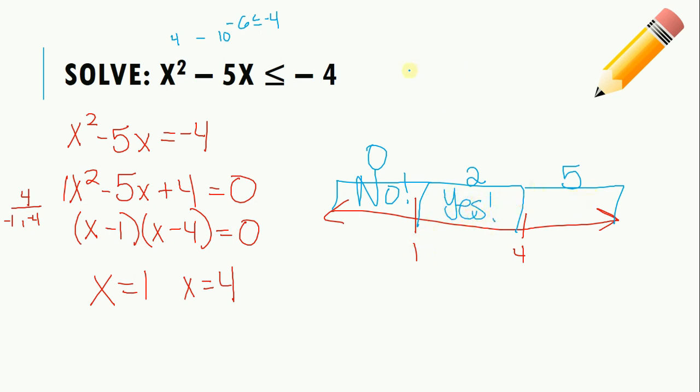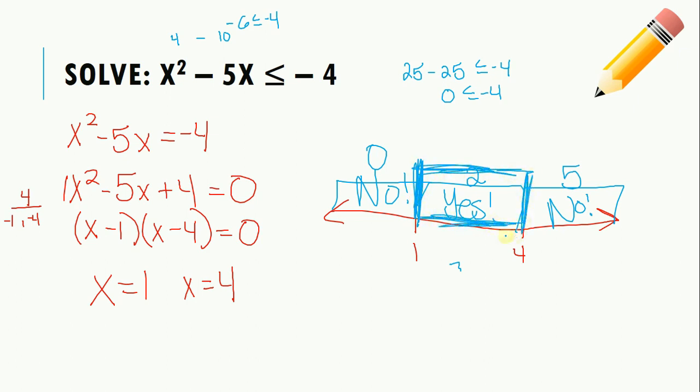Let's try 5. So that'll be 25 minus 25, that's less than or equal to negative 4. That's not a true statement, right? 0 is not less than or equal to negative 4, so this would be a big no. So here is the only spot that has a true statement.